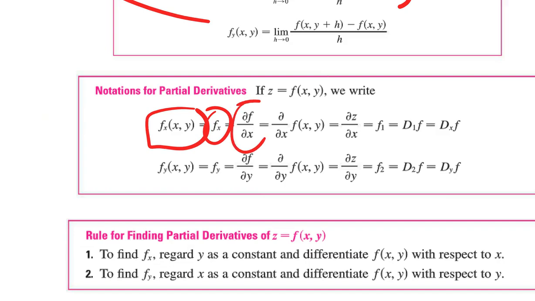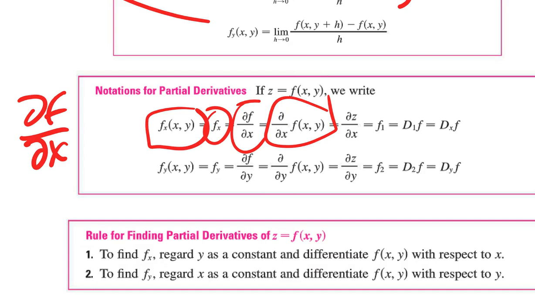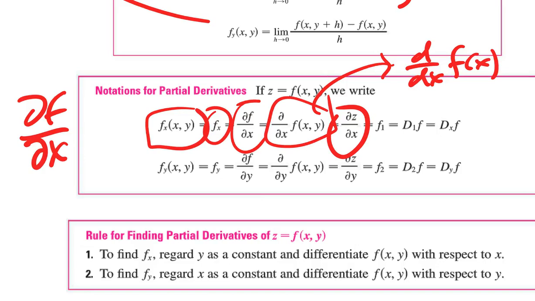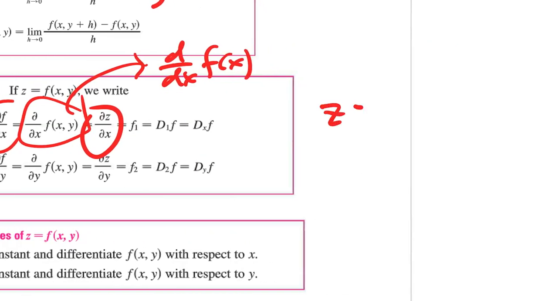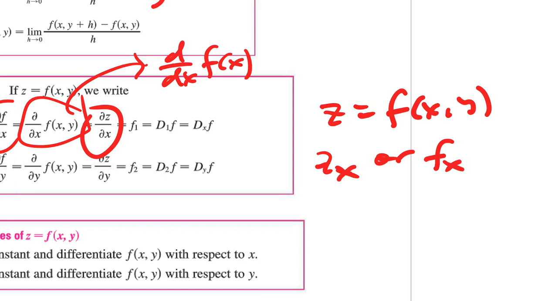It's like a curly d, partial f with respect to x, curly d, and you can write it like this. This is equivalent to when you had the derivative with respect to x of f of x. So it's written similar to that. Z is f of x, so z is f of xy. So you can say the partial of z with respect to x, or you can write f sub x like that. So either one works.